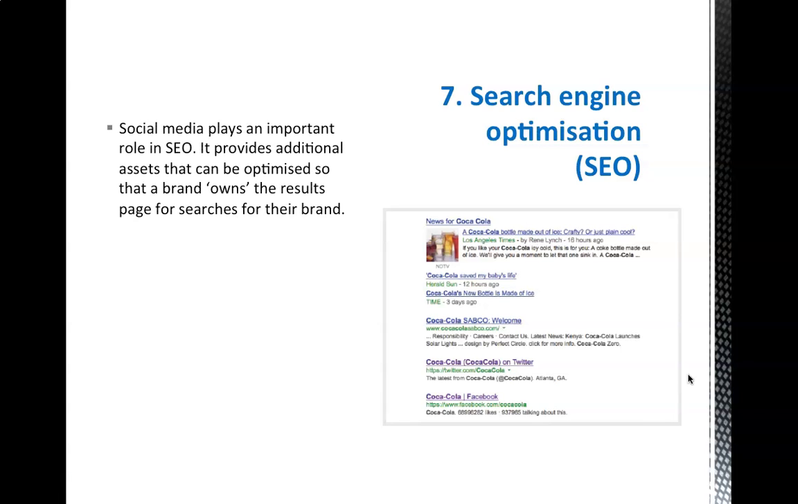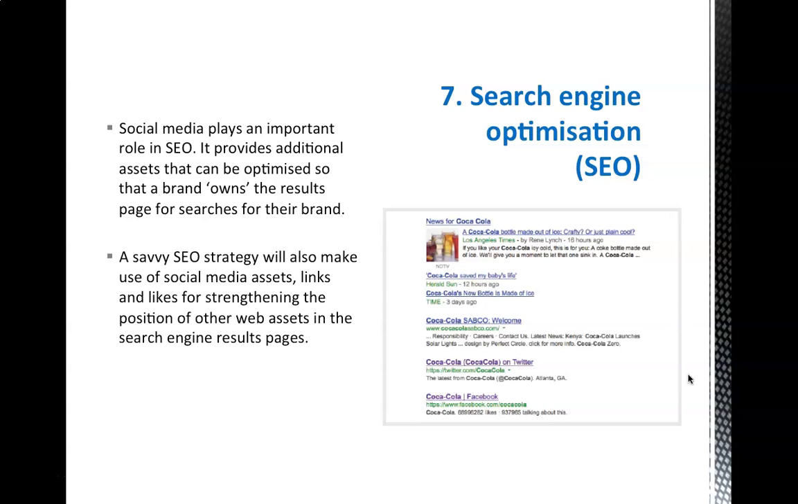Search engine optimization. Well, search engine optimization, if you've not done it before, is optimizing your placement on search engines such as Google so that you appear first in the search. And social media now plays an important role in search engine optimization. It provides additional assets that can be optimized so that a brand owns the result pages for searches for their brand. So by good social media practices, you can have your platforms appear higher up in the rankings.